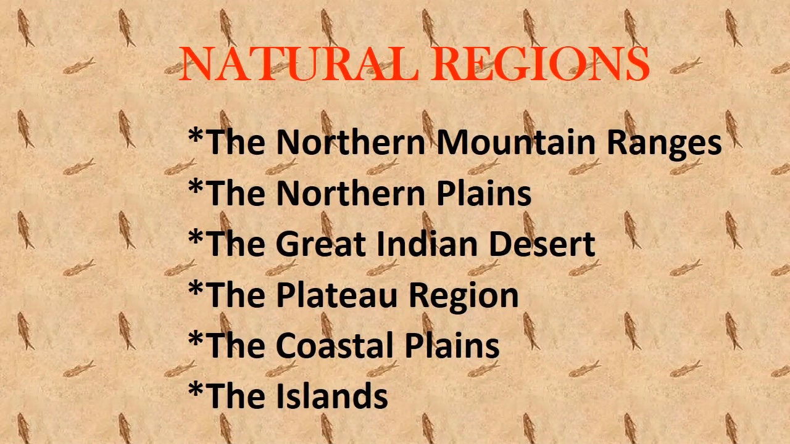See here, what are the natural regions of India? The northern mountain ranges, the northern plains, the Great Indian Desert, the plateau region, the coastal plains, and the islands. In the last session, we studied the northern mountain ranges and the northern plains. In this session, we are going to learn about the Great Indian Desert, the plateau region, the coastal plains, and the islands.